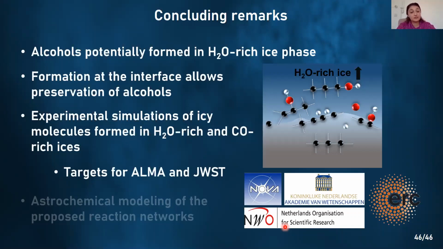And then with JWST, hopefully I made a convincing case as to why we need to detect methane ice. And also, well, we just need more detections of methanol ice. And well, I'm not an expert in this, but I know that JWST has the capability of ice mapping. So I think it can probe like 100 background stars in one go.